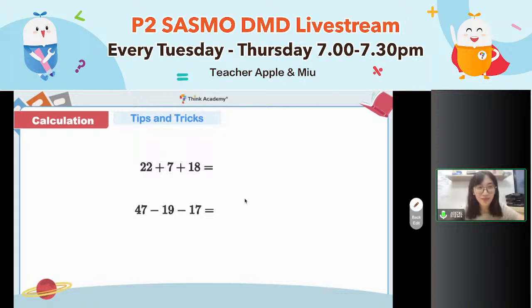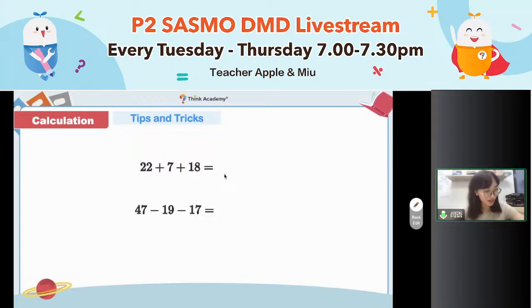Okay, let's go. Quickly, 22 plus 7 plus 18 equals to what? Think about it. What should we do first? Do I need to calculate again from the left to right? Okay, 22 plus 7 equals 29. 29 plus 18, blah, blah, blah. Any easier way? Try to figure out the answer. 22 plus 7 plus 18 equals to?